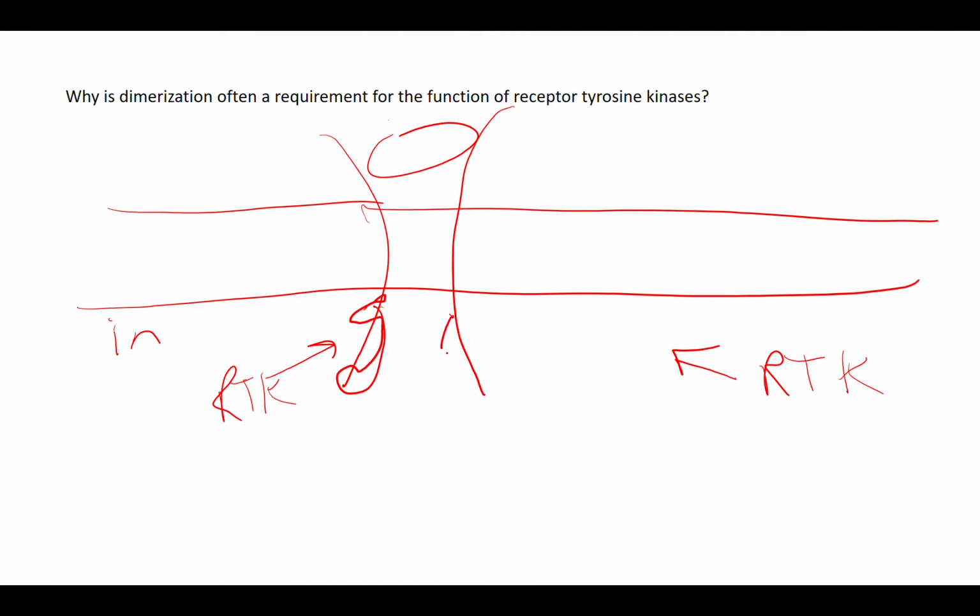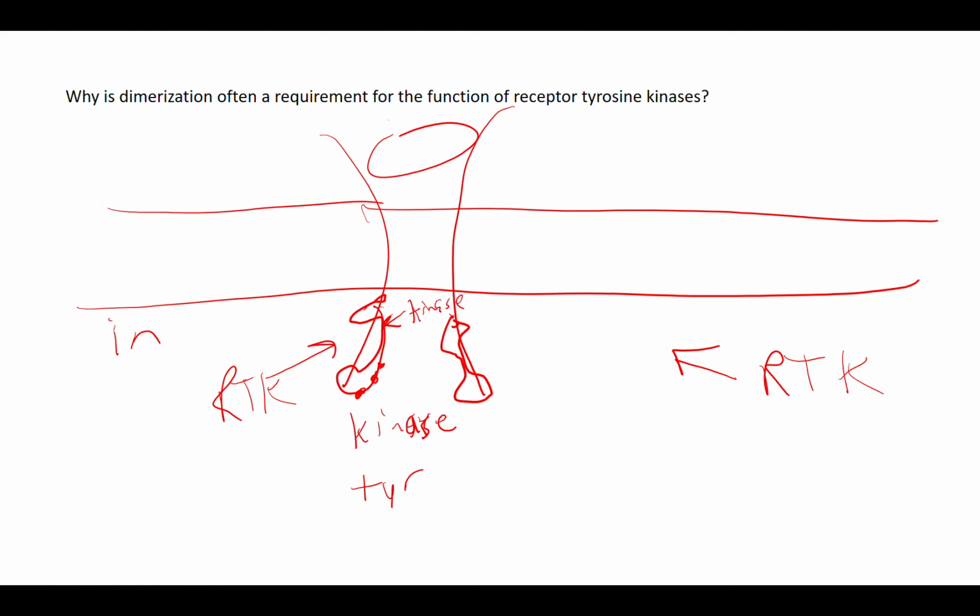These intracellular domains here have two functions, right? One is that they are kinases. They're tyrosine kinases, so they will phosphorylate tyrosines. The other is that they actually contain the tyrosines that can be phosphorylated. Now the problem is that the sites that can be phosphorylated are not able to reach the kinase site. So they're kind of separated here.